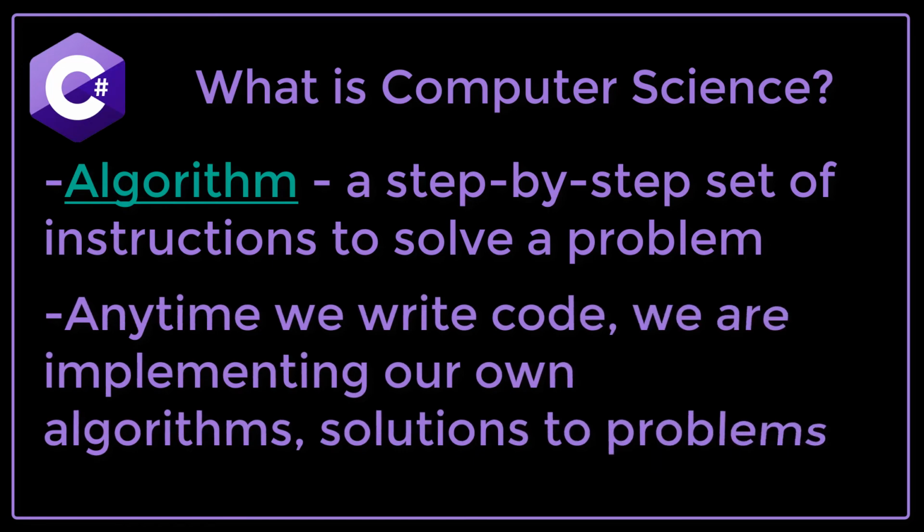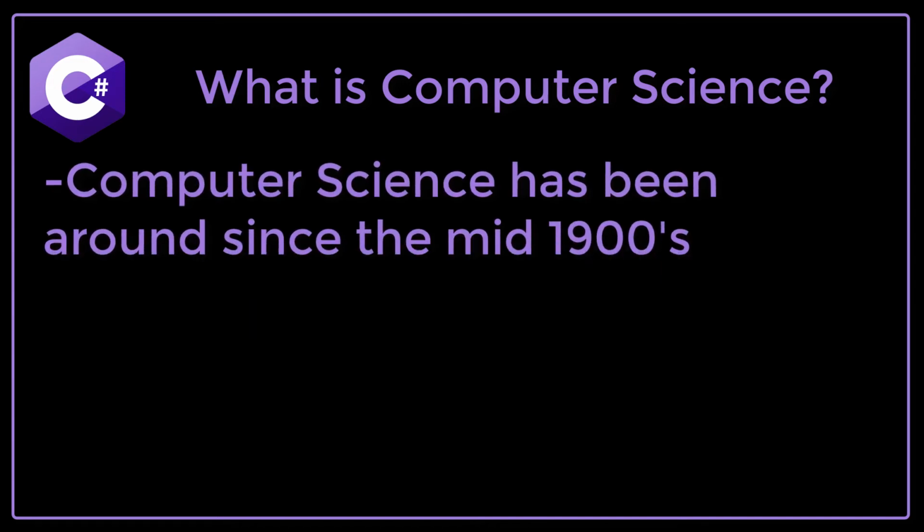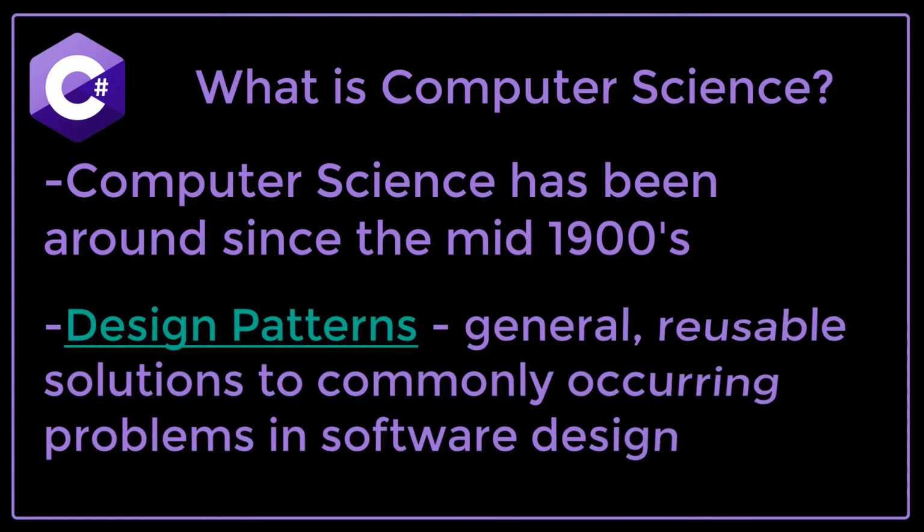Algorithms play a huge part in computer science, as all developers that write code are essentially writing algorithms that the computer will execute. Computer science has been around since the mid-1900s, and many of the problems that developers face repeat themselves. Therefore, some developers have created what are called design patterns, general, reusable solutions to commonly occurring problems in software design.